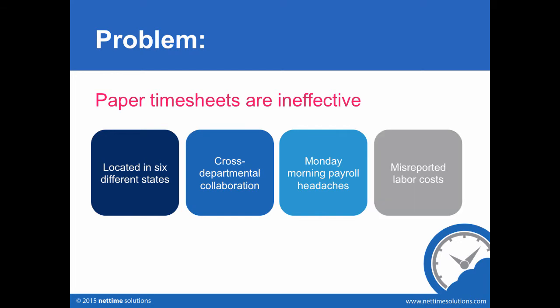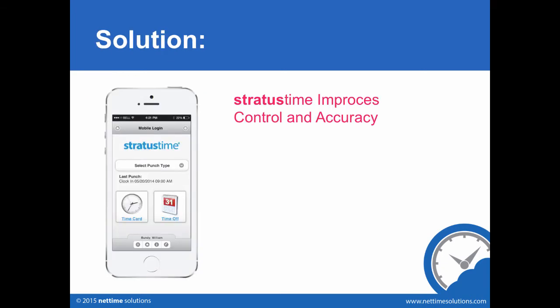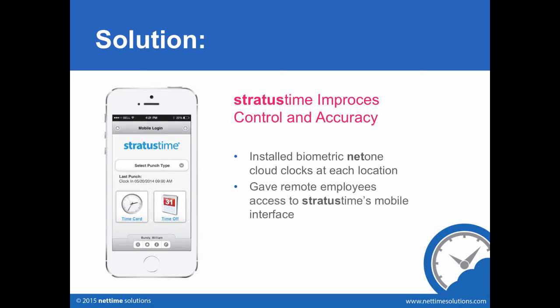So American Gas Products, they realized that paper timesheets were not only inefficient and ineffective, but were ultimately a source of money loss in terms of misreported labor costs. So the company installed 3 Net1 cloud-based time clocks at different locations and also set its remote employees up with mobile access to StratusTime. So right from their smartphones, remote employees can clock in or out and their geographic locations are recorded.